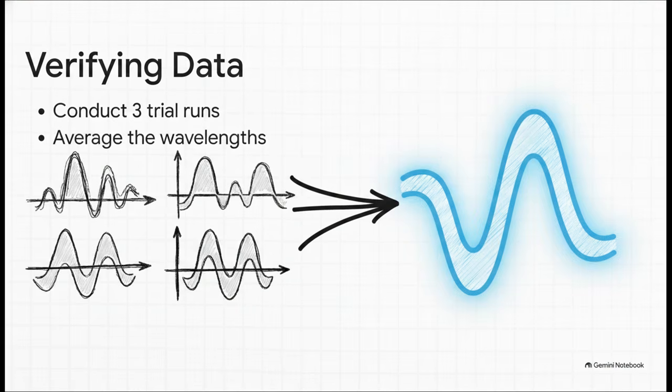We use human and evidence checks to verify our data's reliability. Instead of just pulling the tape once and calling it a day, you conduct 3 separate trial runs, and then you calculate the average number of wavelengths observed. Averaging those multiple trials helps smooth out that manual pulling uncertainty and gives us a much more accurate frequency measurement.